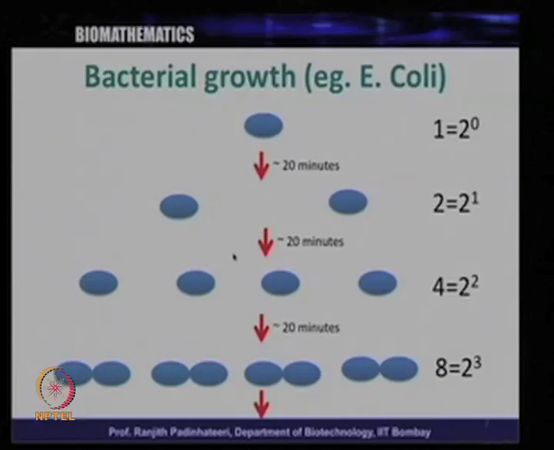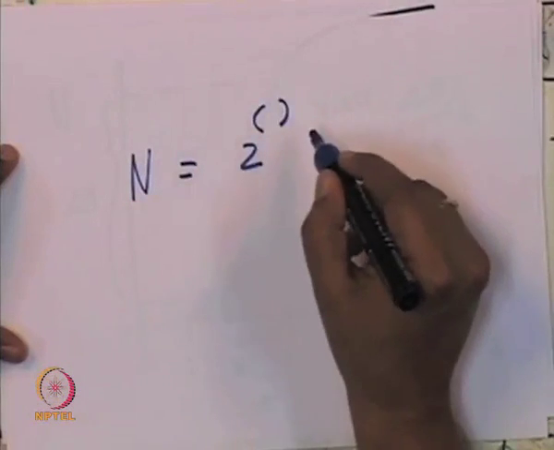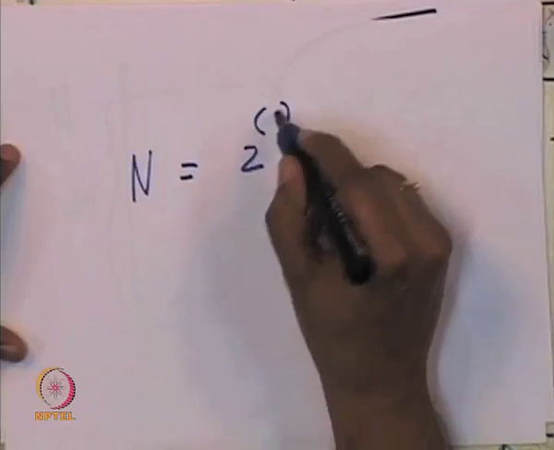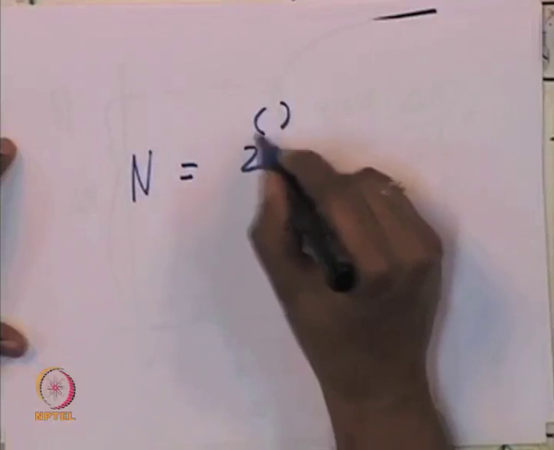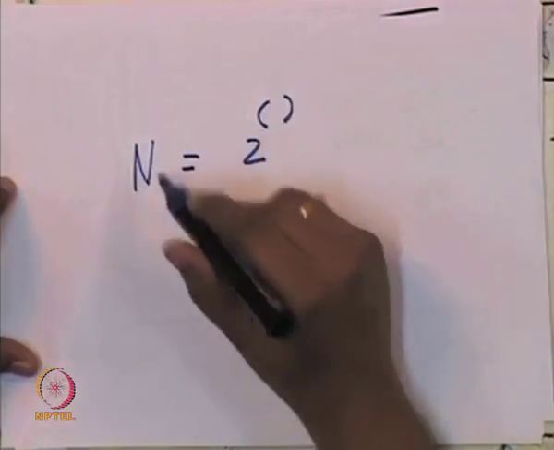So this is the way bacteria grow, 2 power something, because everything is dividing into 2. This is 2 power some factor. We call it exponential growth, because the variable is in the exponent. The bacterial number increases as 2 power some factor. Anything in the power is called the exponent, so the number is some exponent of 2.